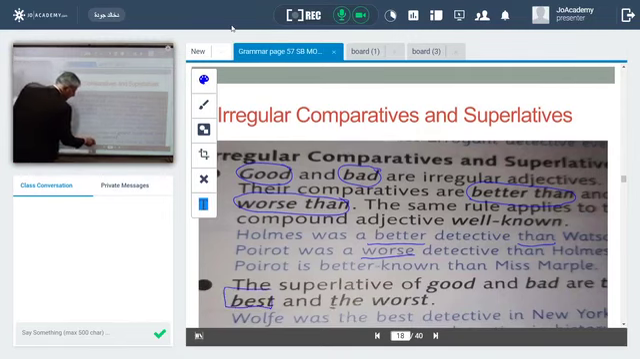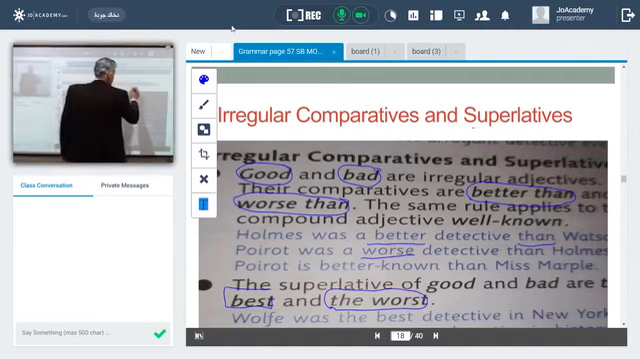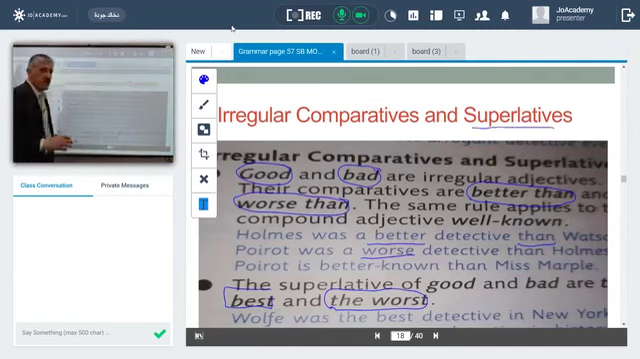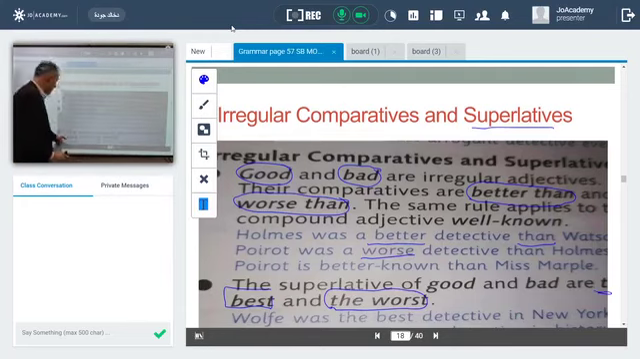The superlatives of good and bad are the best and the worst. If I want to make it superlative, صيغة تفضيل عليا, I make it the best. The best and the worst.